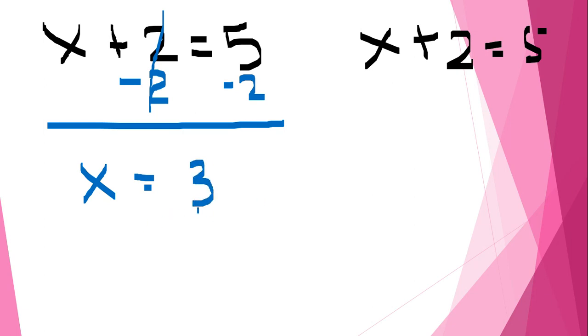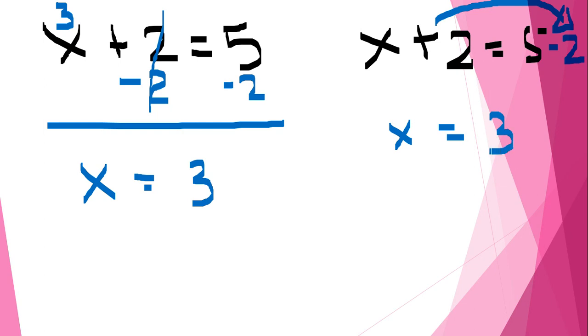Just to check if this answer is correct, you can plug 3 in where x is. 3 plus 2 will get me back to 5, so I know that answer is correct. Second method, I can move that 2 to the number side on the right hand side. As I move that sign across the equal sign, the sign will change into negative. So therefore I have negative 2. On the left hand side, I'm left with x, and on the right hand side, if I calculate 5 minus 2 again, that will give me 3.